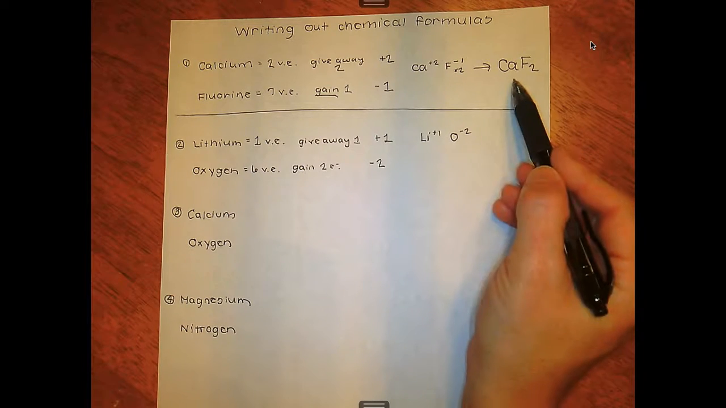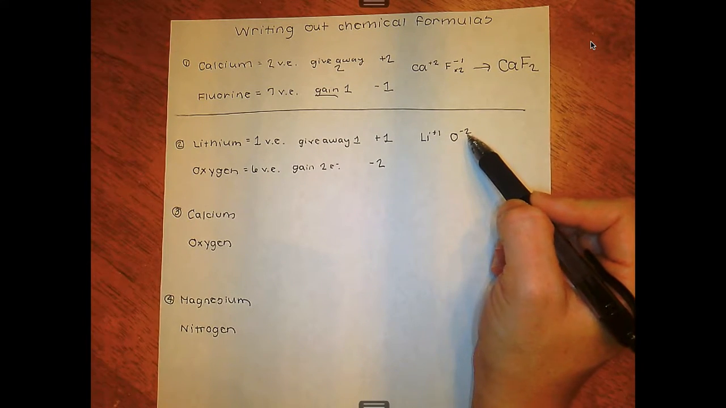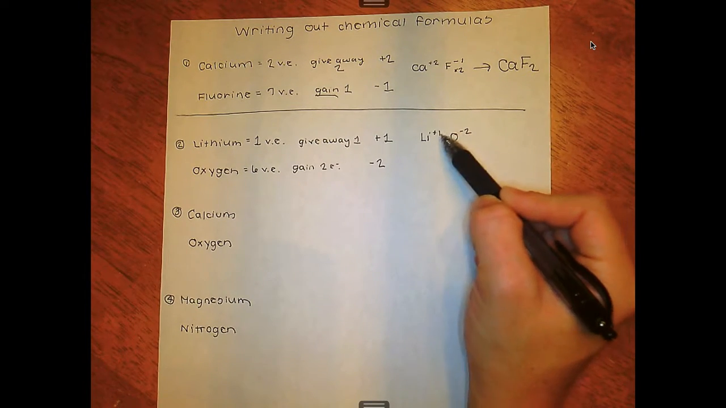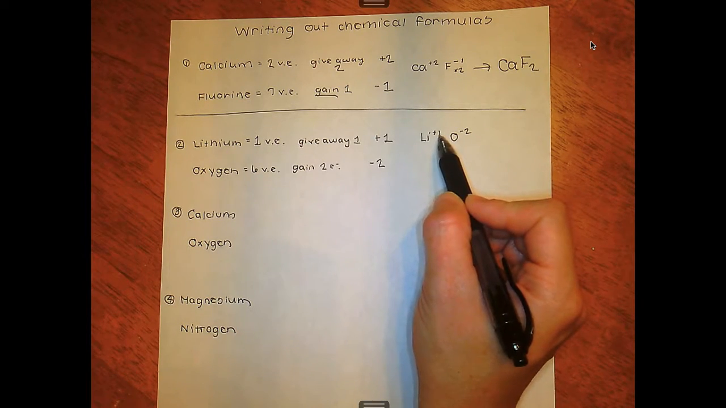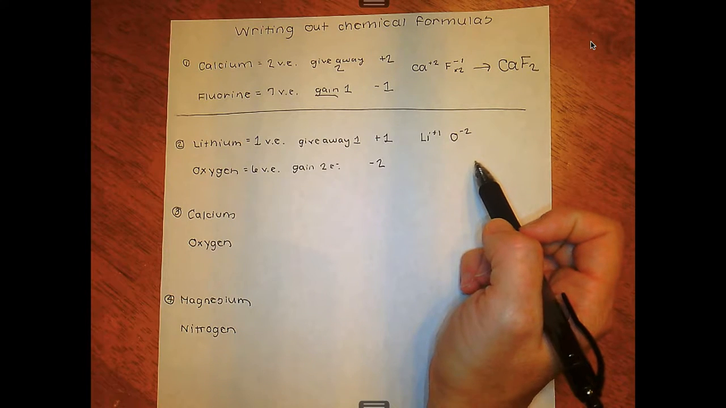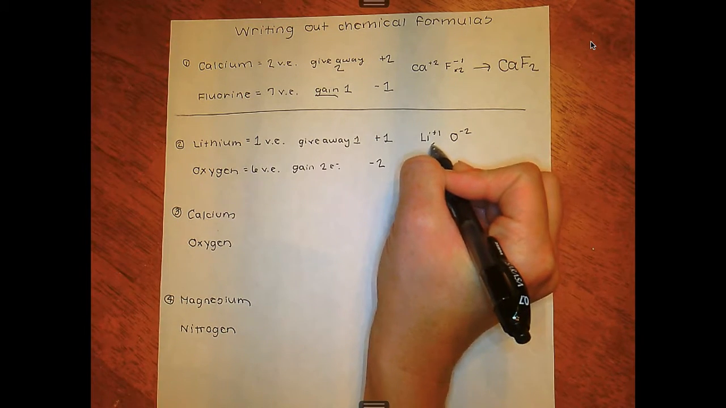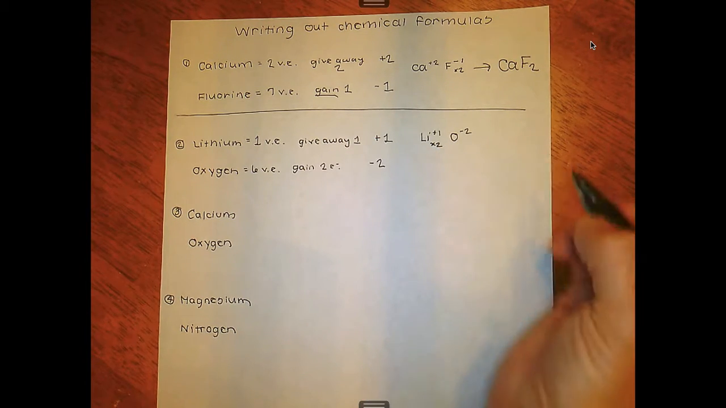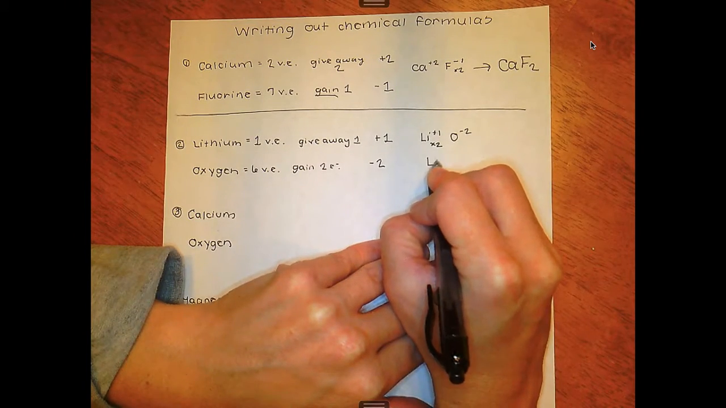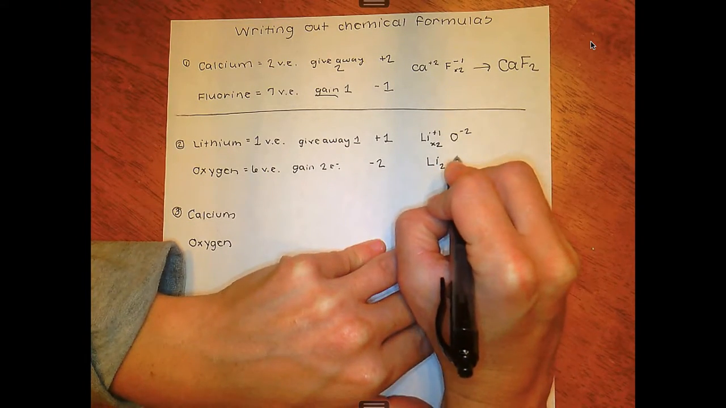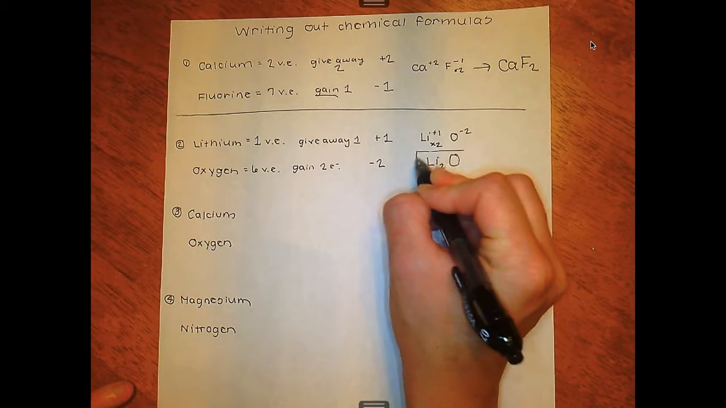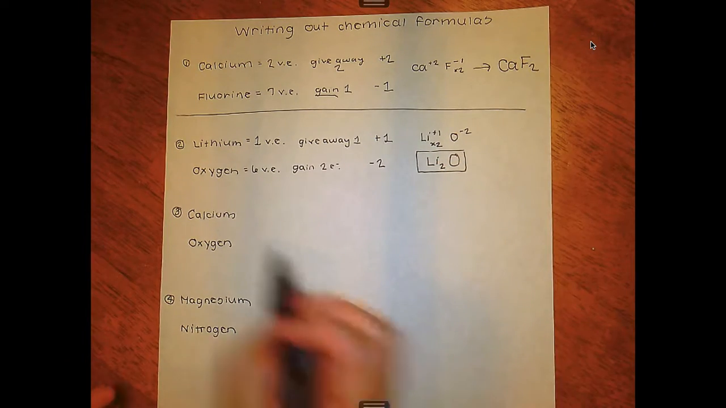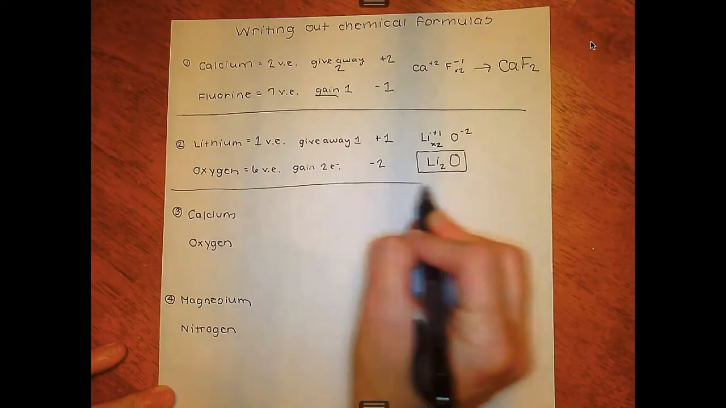When we write this chemical formula, we want these 2 charges to cancel out. Right now, a negative 2 and a positive 1 do not cancel out. But if I could get this lithium to turn into a positive 2, it would cancel out. And to do that, I need 2 lithium atoms. And so I'm going to end up with Li2O, 2 lithium atoms and 1 oxygen atom. And that right there would be my final chemical formula. Let's look at another example.